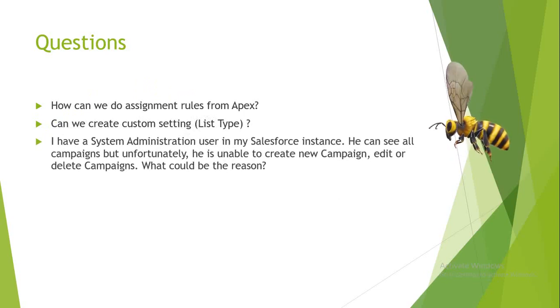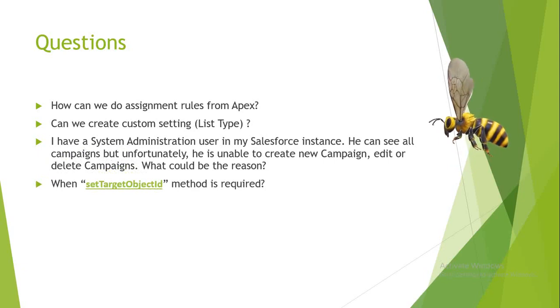Now, I have a system administrator user in my Salesforce instance. He can see all campaigns, but unfortunately he is unable to create a new campaign, edit or delete campaigns. And as he is system admin, he has all permissions like create, edit, delete, or modify all permissions on the campaign object. Still, he is unable to create a new campaign or update or delete campaigns. What could be the reason? Think about it.